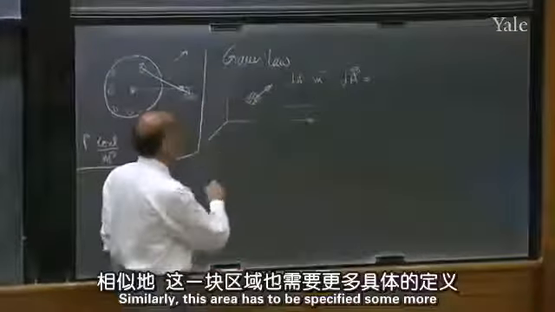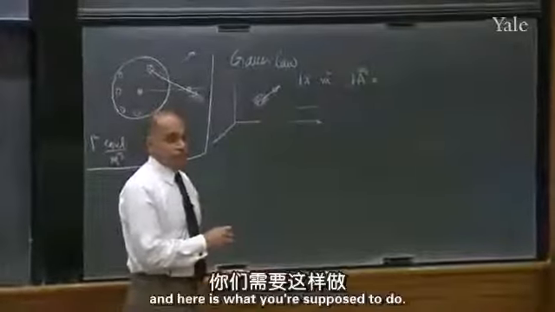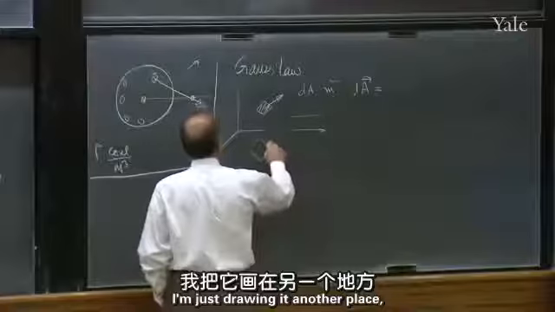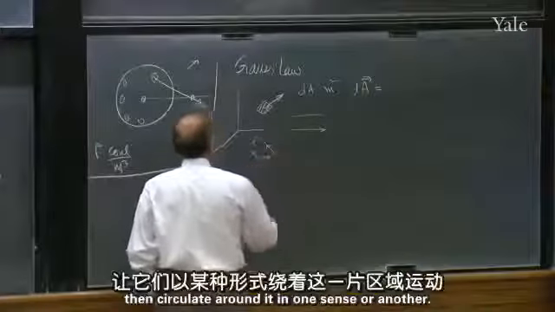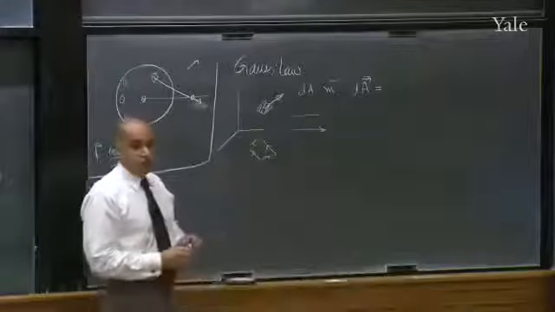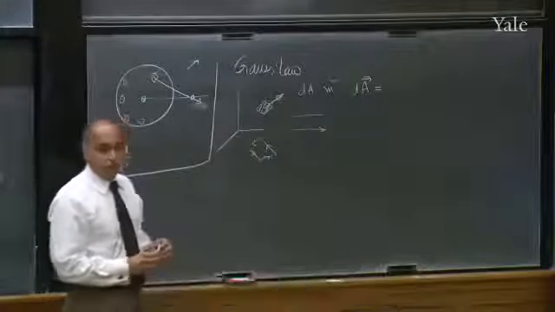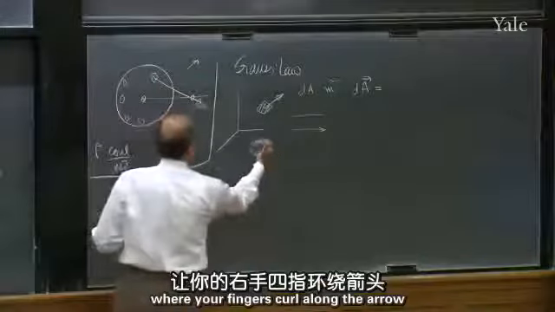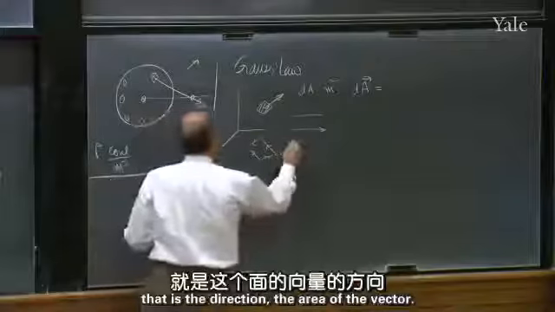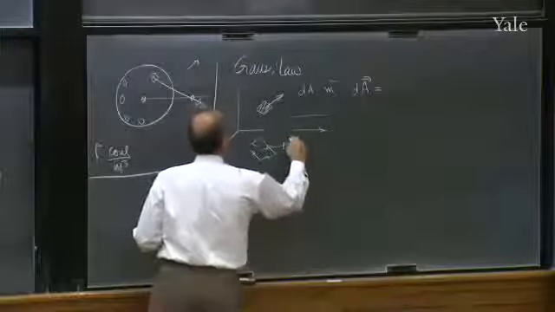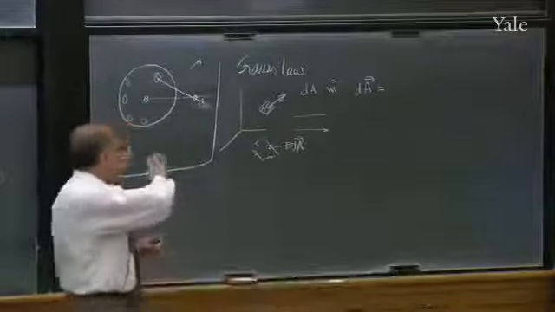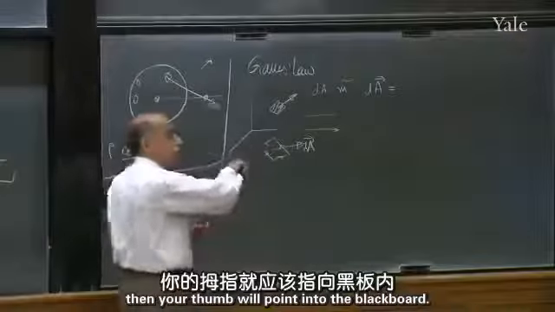Similarly, this area has to be specified some more. And here is what you're supposed to do. You take that area here, I'm just drawing it another place, draw some arrows that circulate around it in one sense or another. I've picked a particular sense in which they're going around. Then use the famous right-hand rule, where your fingers curl along the arrow and your thumb points in some direction. That is the direction of the area vector. If the arrows were running around the opposite way, then your thumb will point into the blackboard.